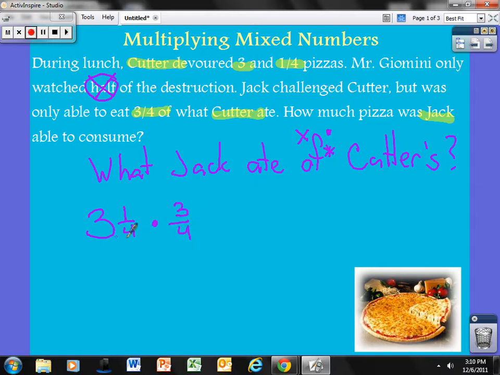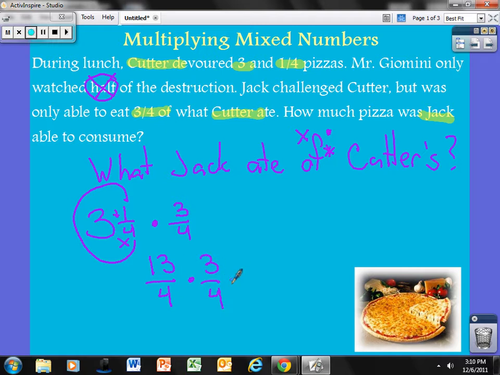Now here's the problem. I can't multiply this mixed number like this. I need to convert it. Remember when you're converting mixed numbers, multiply denominator times whole, and then make your little counterclockwise C, add that numerator. 3 times 4 is 12. 12 plus 1 is 13, so 13/4 is what Cutter ate total. Jack ate 3/4 of that, so he ate 3/4 of the 13/4.